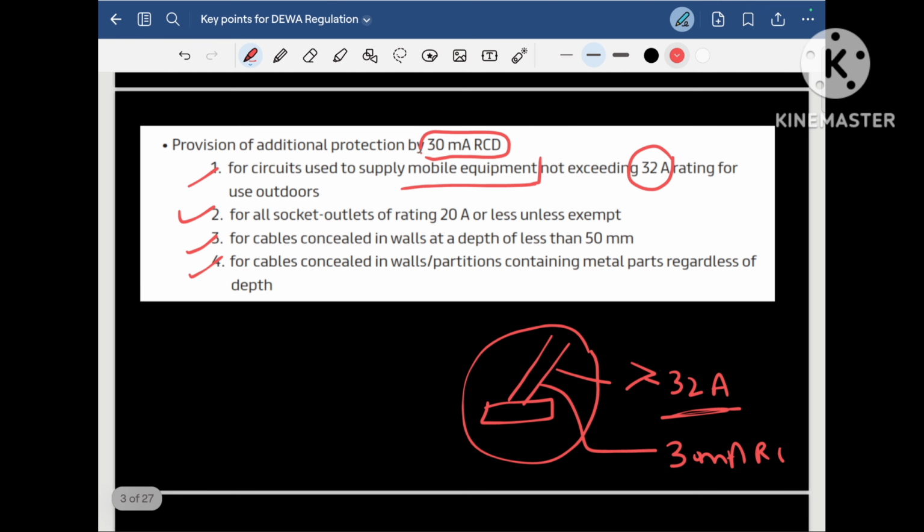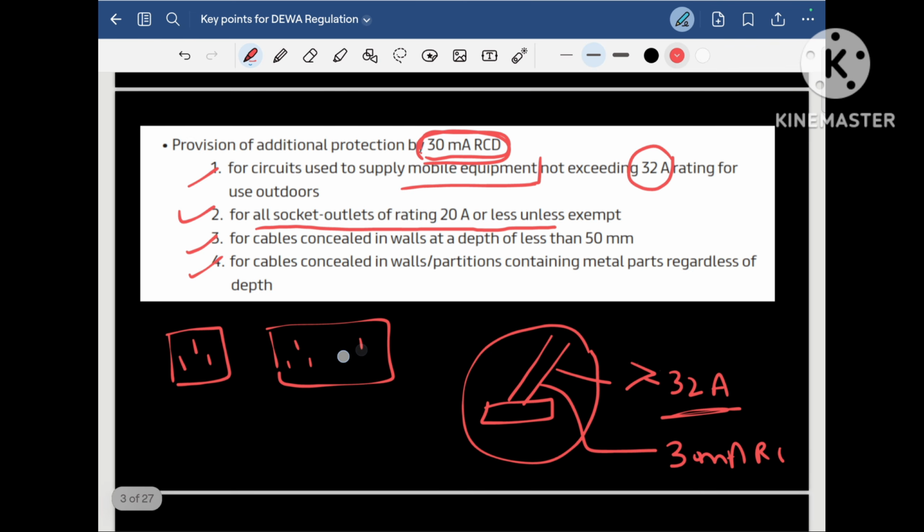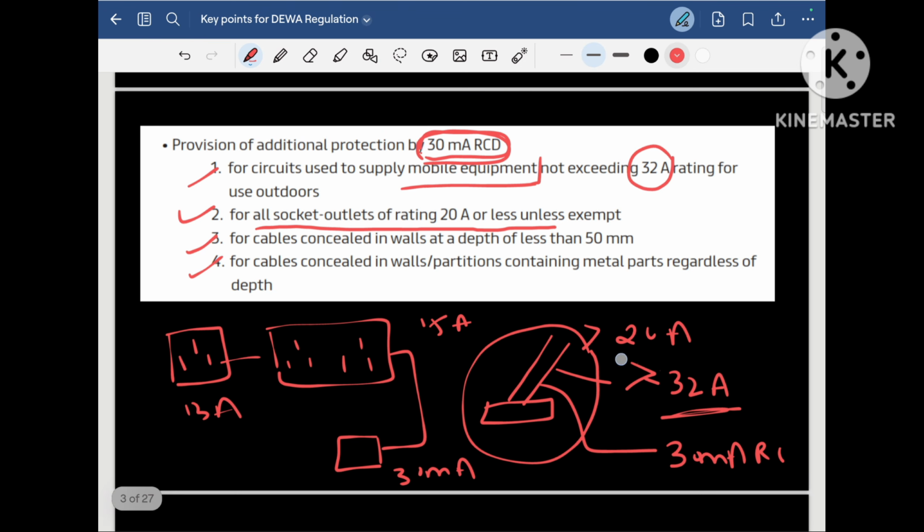Now the second point mentioned is that all socket outlets of rating 20 ampere or less should be protected through a 30 milliampere RCD. What does it mean? Suppose in my home there is a single socket and there is a double socket. These sockets must be fed through a 30 milliampere RCD in order to have earth leakage protection. This socket rating is 13 ampere. Sometimes it will be 15 ampere and sometimes it could be 20 ampere also. So any socket outlet of 20 ampere or less should have earth leakage protection through a 30 milliampere RCD. Hope you are clear so far.